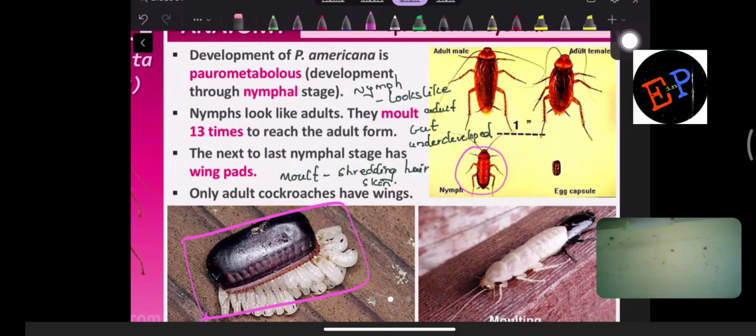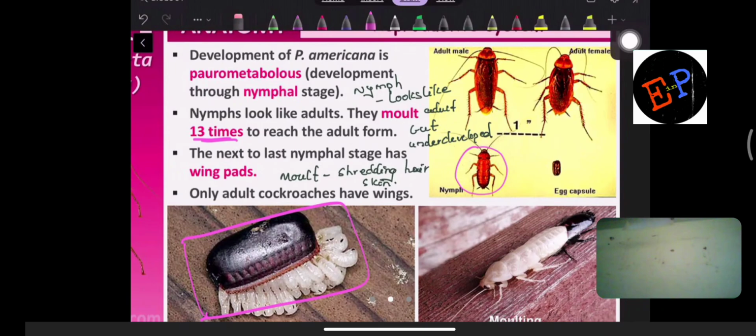And it happens through a process called molting. What is meant by molting? Shedding of the old skin, shedding of the old feathers, shedding of the old hairs. That process is called molting. Similarly, nearly 13 times this cockroach will molt. It means the old structures are released, and finally it becomes a fully grown cockroach. So this is the development of a cockroach.